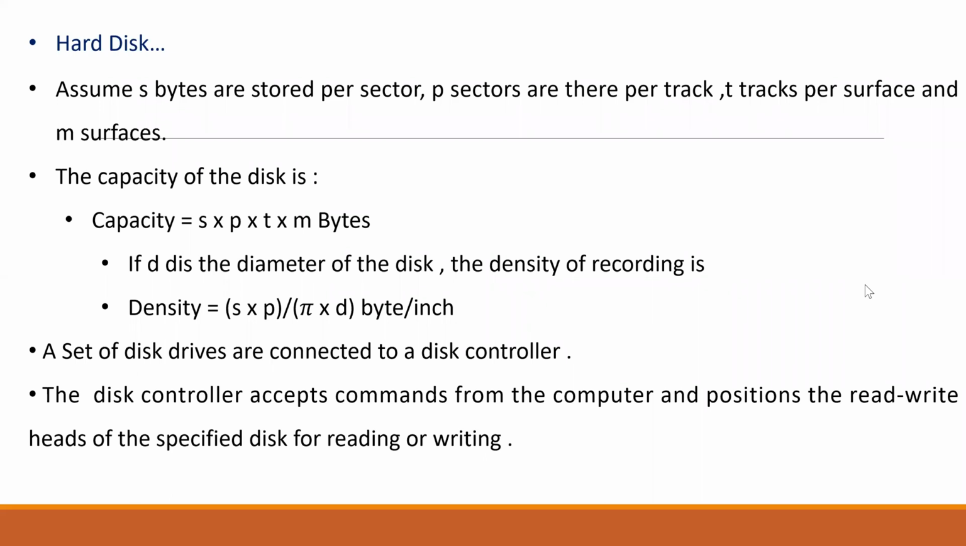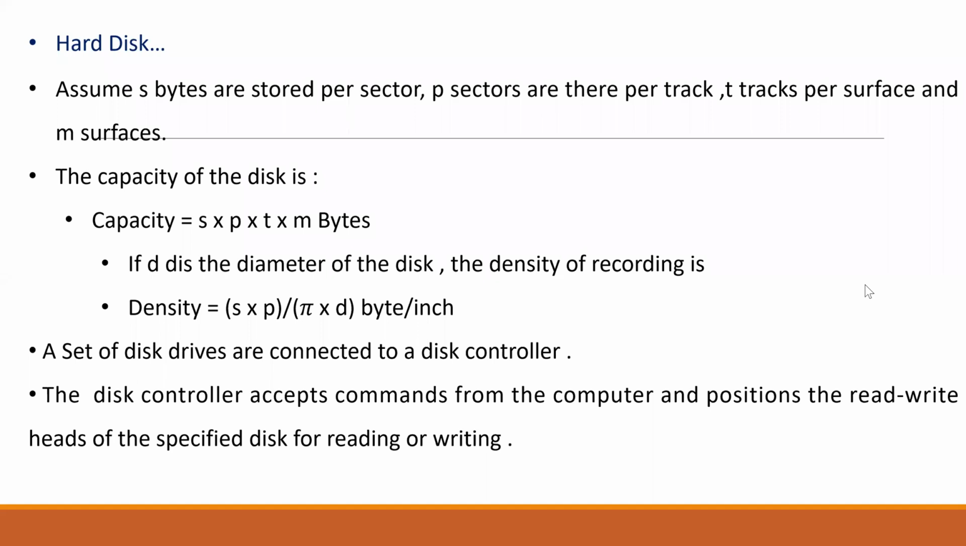Again, we can calculate density in the form of bytes per inch. D is the diameter of the disk. Depending upon the diameter of the disk, density is equal to S into P divided by pi into D. Using this, you can calculate bytes per inch, meaning density, how many bytes are stored in 1 inch of that hard disk.